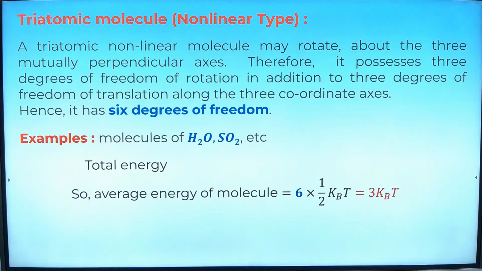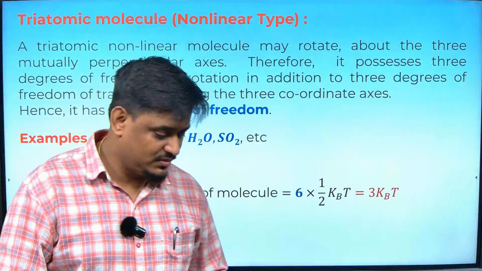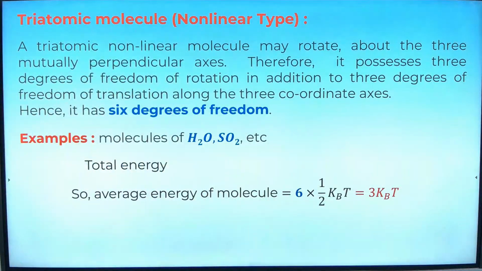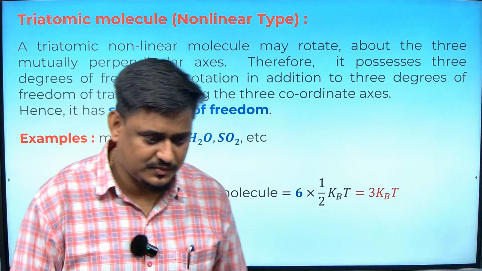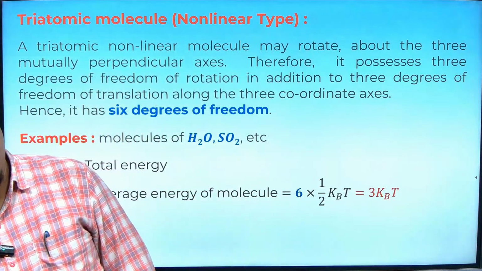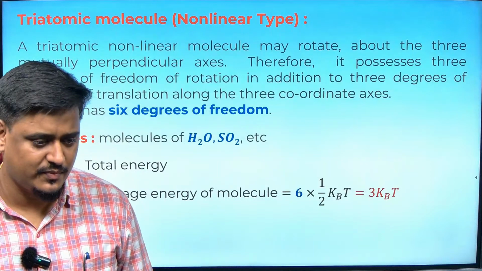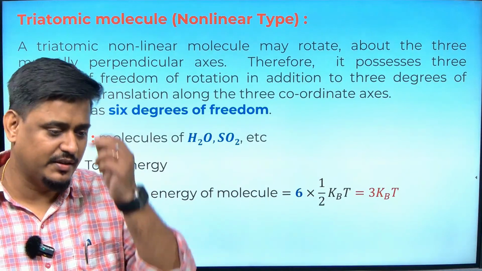How does the 6 really rotate? How does it rotate like that? So read above, you will realize. A non-linear molecule may rotate on 3 mutually perpendicular axes. Therefore, it possesses 3 degrees of freedom in rotation, and in addition to that, 3 for translation. I am slightly confused because diatomic has 2. Oh, it's non-linear. Non-linear. Okay, then I get it.